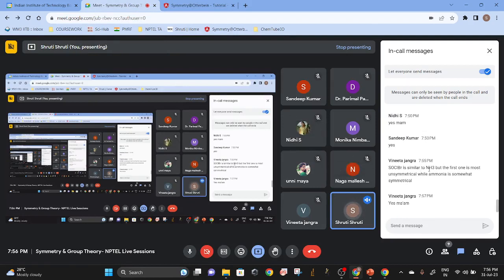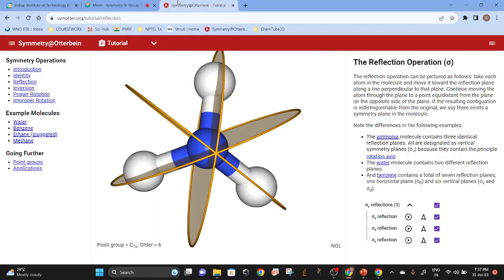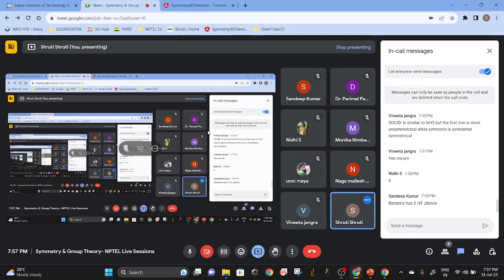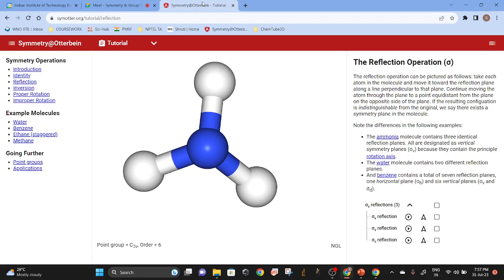Yes, SOClBr is similar to NH3, but the first one is most unsymmetrical. Because all the atoms are different, you cannot have either rotation or reflection in SOClBr. That's why ammonia is more symmetrical than that, because it has equivalent atoms. What I was asking, how many reflection planes will the benzene molecule have? 6. Okay, so as Sandeep is saying, it has 6.